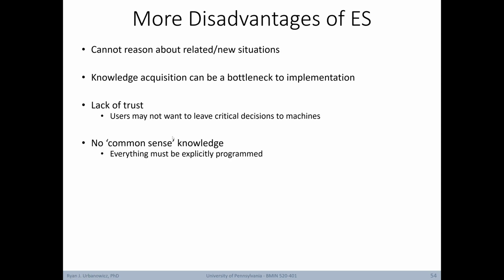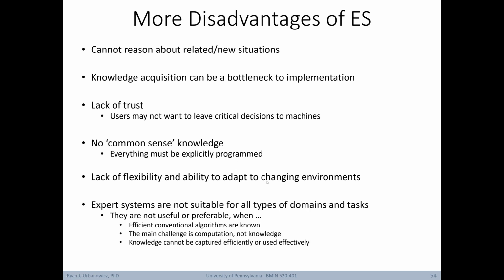They're also terrible at capturing common sense knowledge, as everything must be explicitly programmed. As previously alluded, there's also a general lack of flexibility and ability to adapt to changing environments or conditions or situations. Ultimately, expert systems are not suitable for all types of domains and tasks. For instance, they're not useful or preferable when there already exists some efficient, conventional algorithm to solve that task, or if the task is about computation rather than knowledge and decision making, or in situations where knowledge cannot be captured efficiently or used effectively.